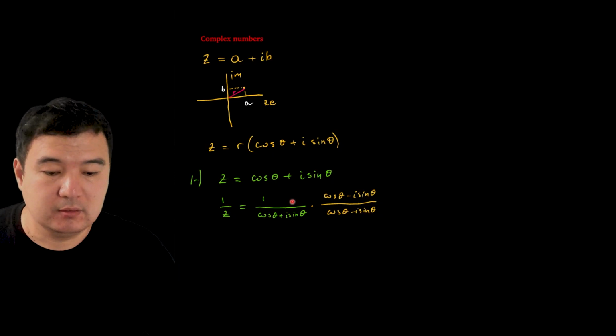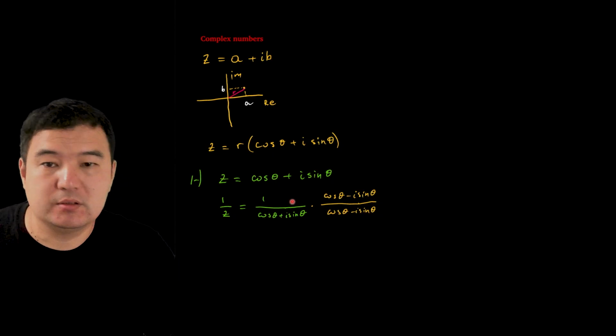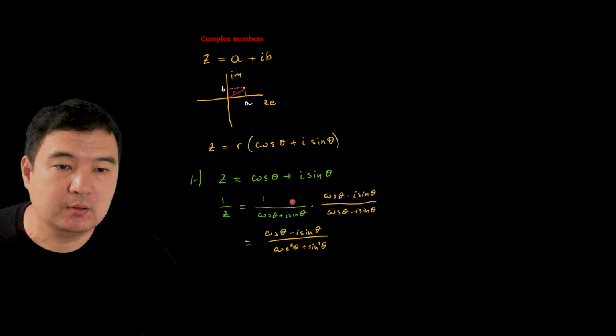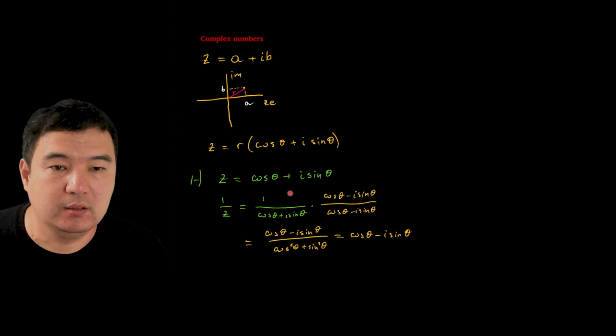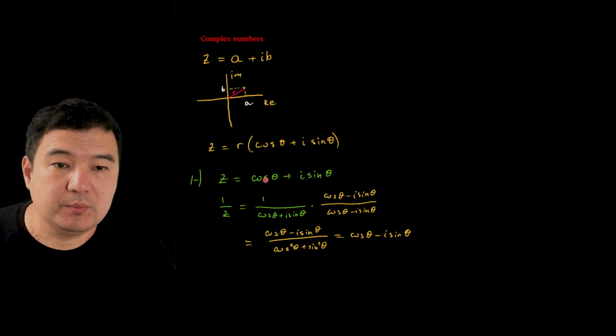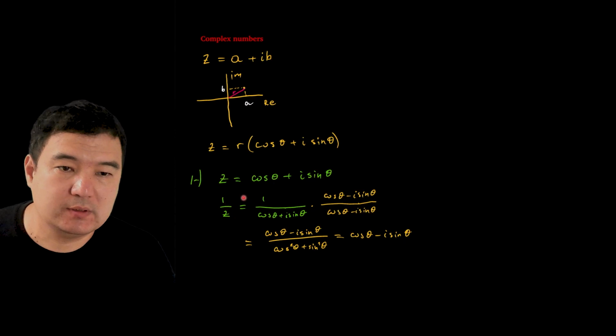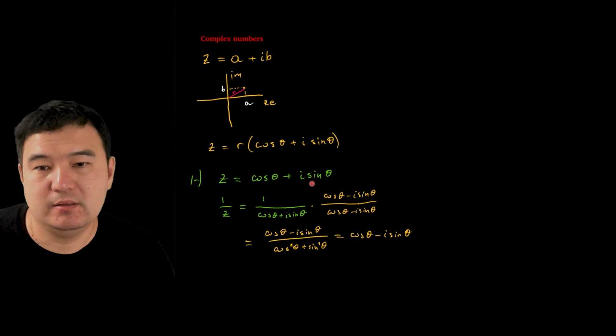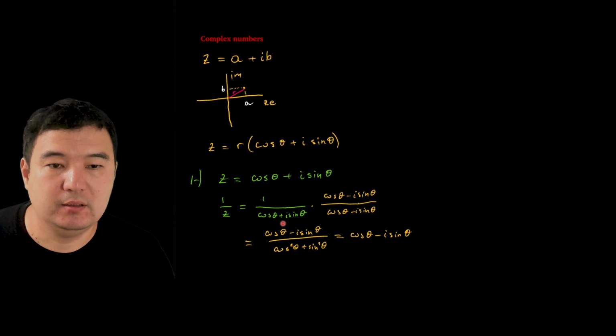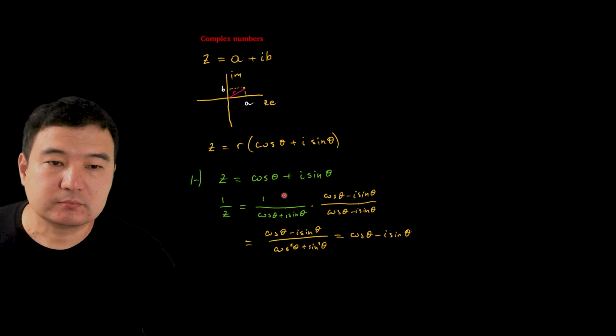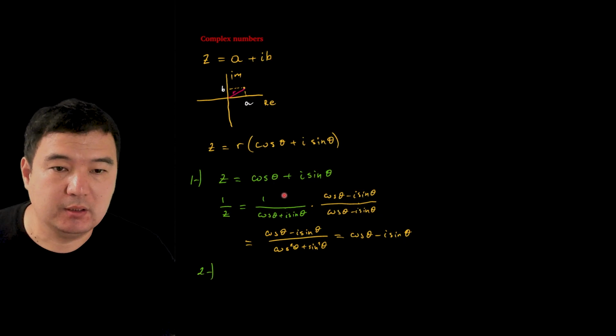And then the denominator turns out to be 1, because this is cosine squared plus sine squared. That gives us cosine theta minus i sine theta. So in terms of cosine and sine, the only difference between z and 1 over z is this sign. If you do plus i sine theta, it's z. If you do minus i sine theta, it's 1 over z. So that's the first property.